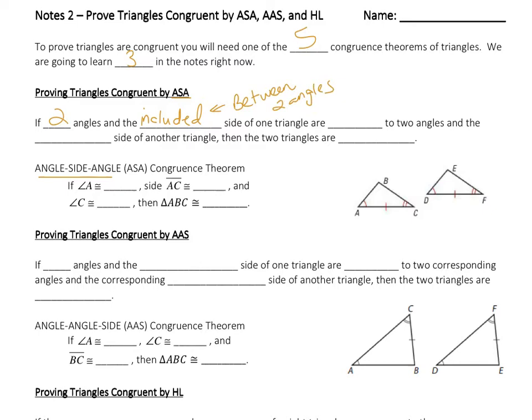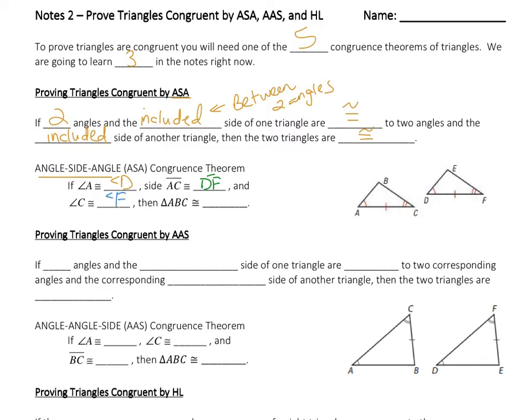So in this case, it's between the 2 angles. And if we have that they are congruent to 2 angles and the included side in another triangle, then the 2 triangles are going to be congruent to each other. So for angle side angle, you can see in my example that angle A is congruent to angle D, and side AC, so my 1 mark right here, is congruent to side DF. And lastly, my angle C with the 2 marks is congruent to my angle F.